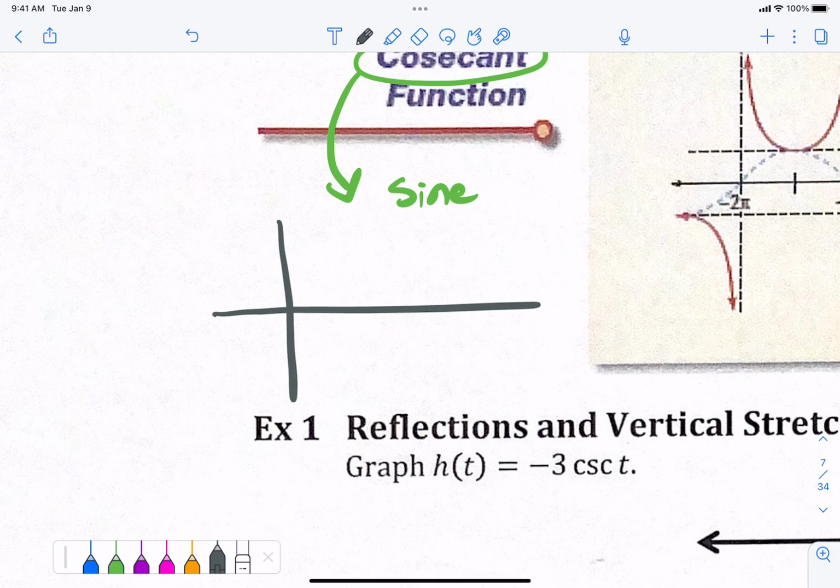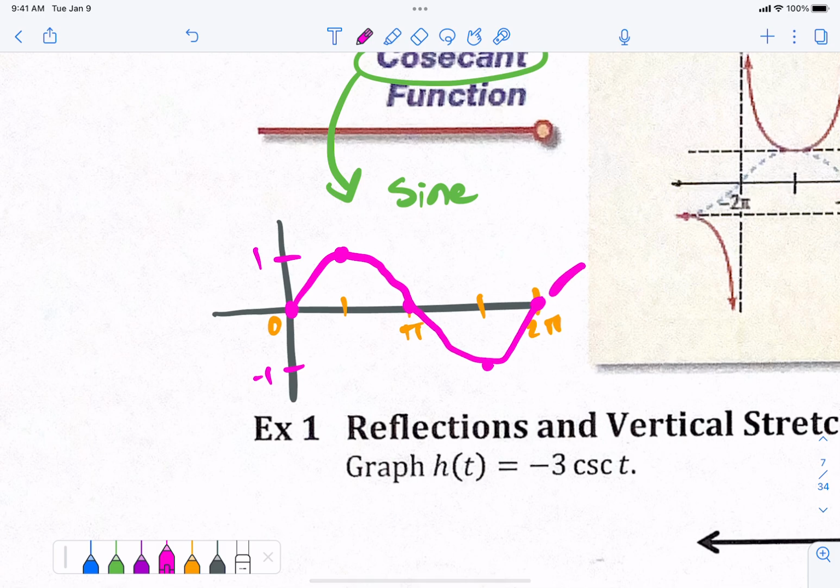If we were to graph sine, everybody watch this. I put my markings on here. We practiced this yesterday. Here's 0, here's 2 pi, here's pi in the middle, and then pi over 2, 3 pi over 2. Here's 1, here's negative 1. Sine starts here, goes up, back down to the middle, back down. This is what the graph of y equals sine x looks like.